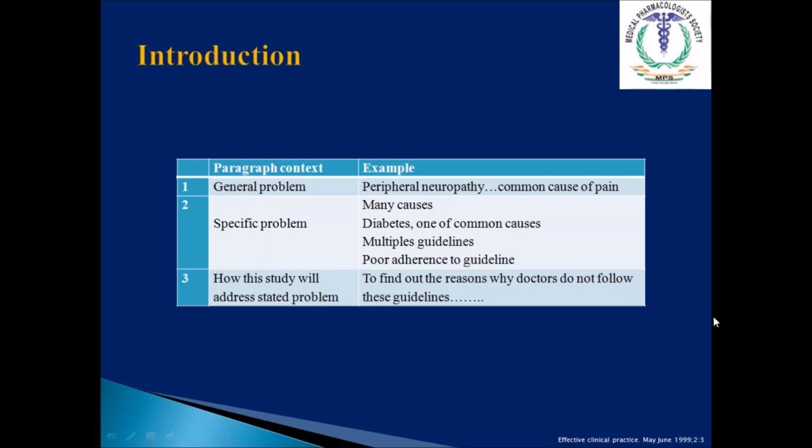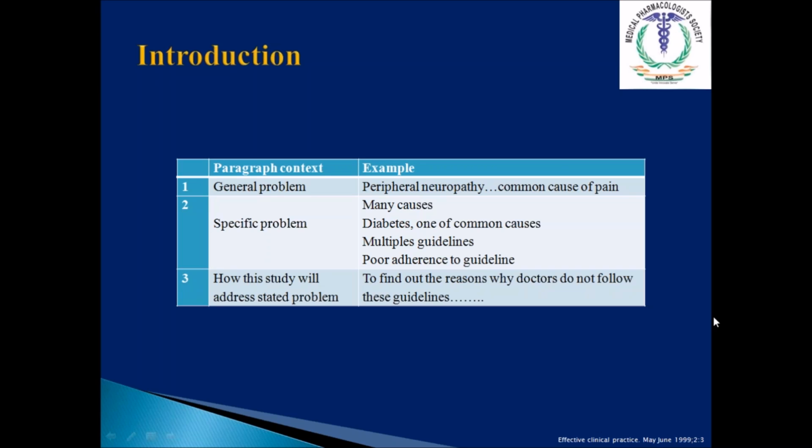So just to relate this introduction to the hypothetical topic that I discussed: in this case, the general problem is peripheral neuropathy. Write 3-4 lines about peripheral neuropathy, talking about epidemiology, incidence, prevalence, what the prevalence is in your own country, India or any country you are writing the paper for, and what the causes of pain in peripheral neuropathy are. Then come to the specific problem.